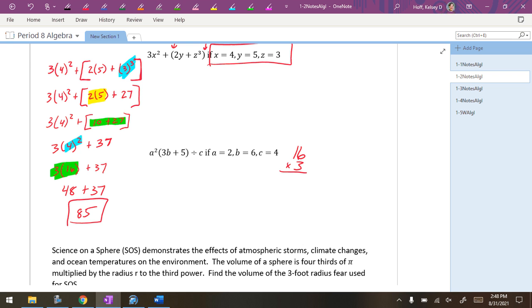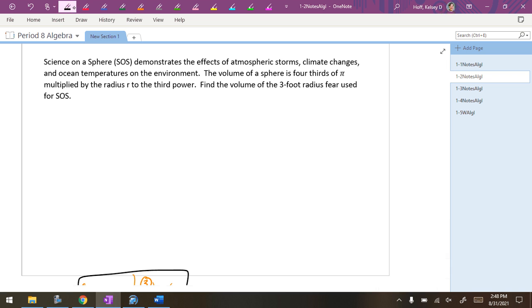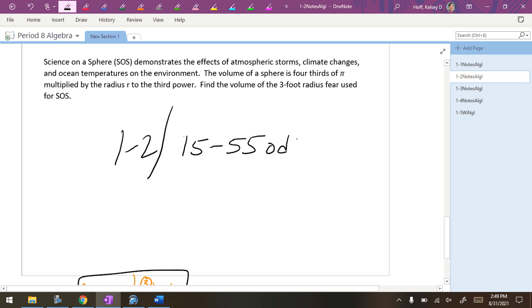Okay? All right, we're going to skip the rest of them. I think you guys got this handled today. True? All right, so same thing as yesterday. 1-2. I jump around on this one, so be cautious here. 15. Write this down. 15 to 55, odd, but then also 59 and 60. 15 through 55, odd, 59 and 60. Your homework starts on page 13.